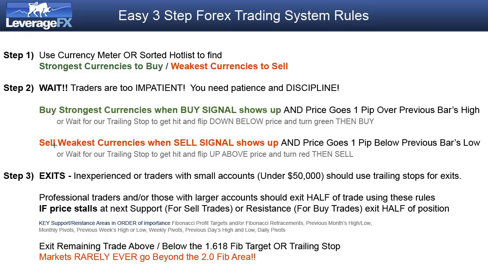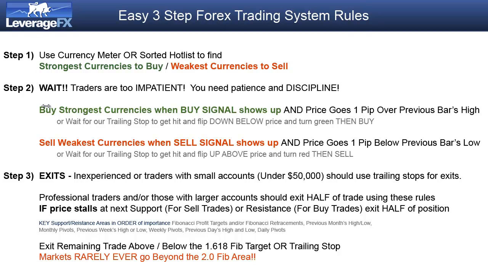For the weak ones, you want to sell when you get a sell signal and price goes 1 pip below the previous bar's low, or the trailing stop gets hit and flips up above price and turns red. And for exits, inexperienced, brand new traders, or traders for smaller accounts, 25 to 50,000 or less, should use trailing stops for your entire exit. As you trade larger, you probably want to exit half your trade when it hits the first area of support resistance, and then trail the second half.